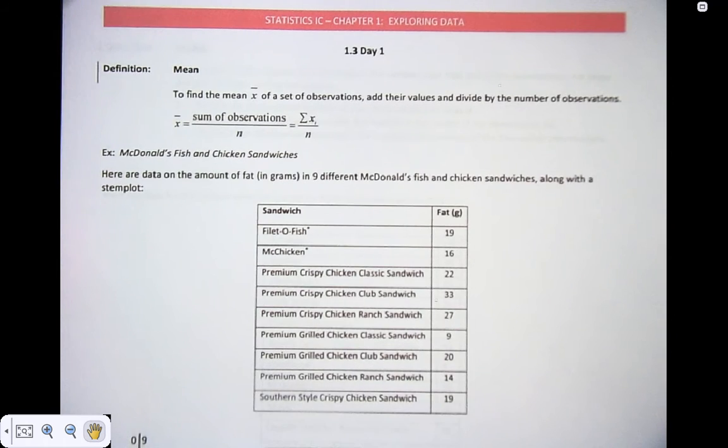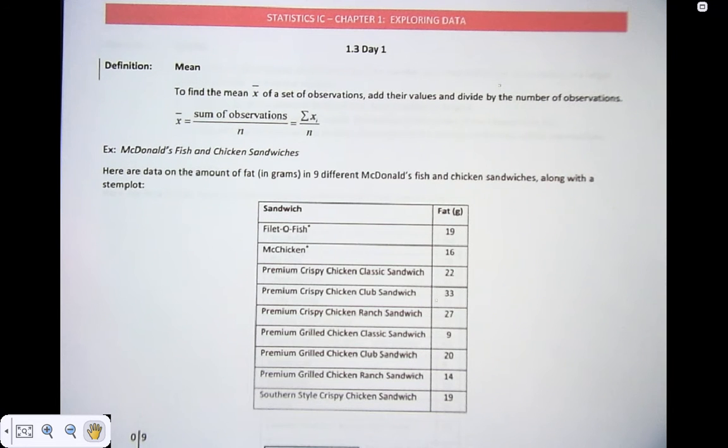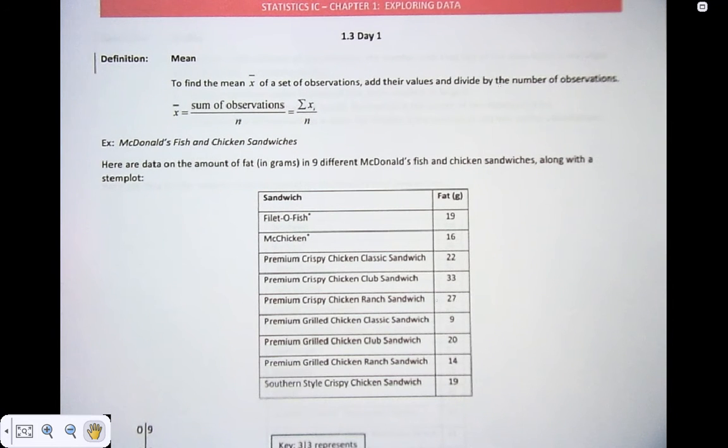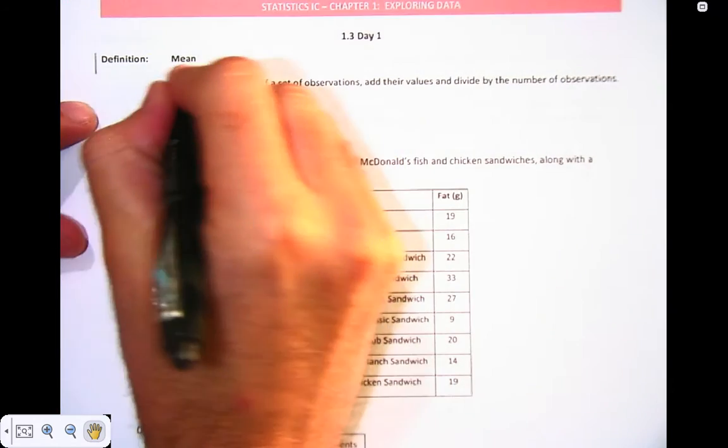We went through section 1.2, day one. That was talking about how you describe data, right, using the SOCS acronym and doing dot plots. Then we learned about some stem and leaf plots and some histograms. So basically, all we're doing is taking data and graphing it and describing it. And what's going to happen today, it's real straightforward here.